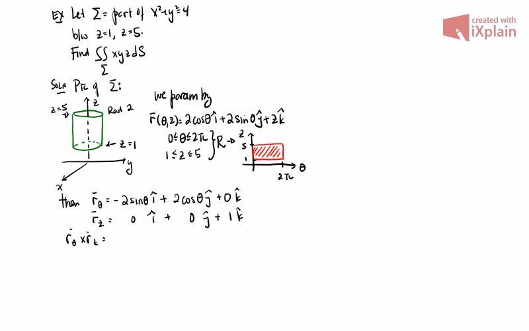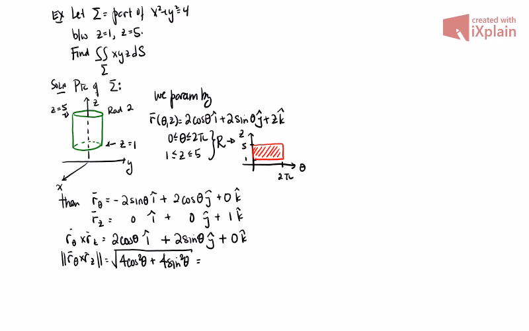So if we hide the i's and take the determinant, we get 2 cosine theta. If we hide the j's, do the cross product, we get minus a minus here, so plus 2 sine theta j, and then 0k, because for the k's we get 0 minus 0. Take the magnitude, we get the square root of 4 cosine squared theta plus 4 sine squared theta. Sine squared plus cosine squared is 1. We get the square root of 4. This is 2. That's awfully nice.